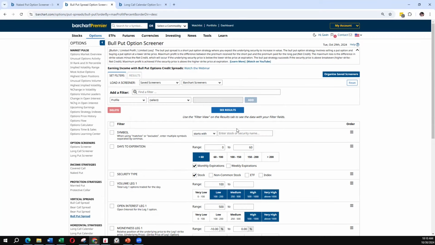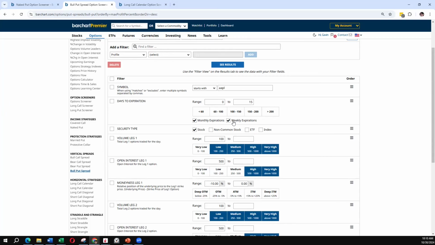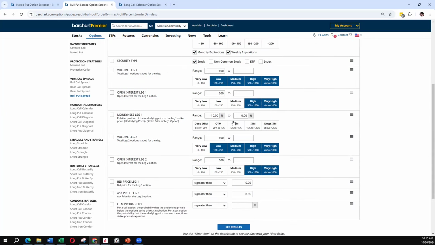Need to add the symbol and then put Apple. And I'm going to go short term as well, just expiring in the next 15 days. I'll select weekly options. And I'm actually going to filter here. I want an out of the money probability of above 75%.